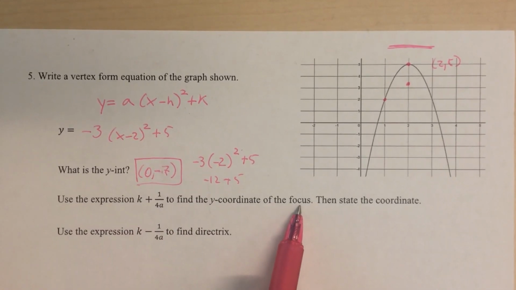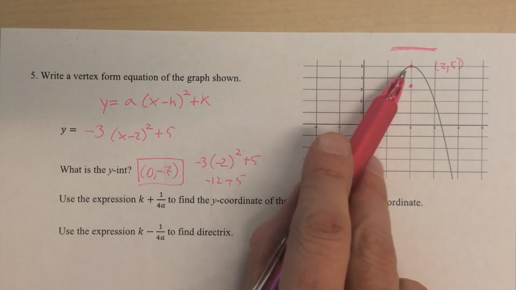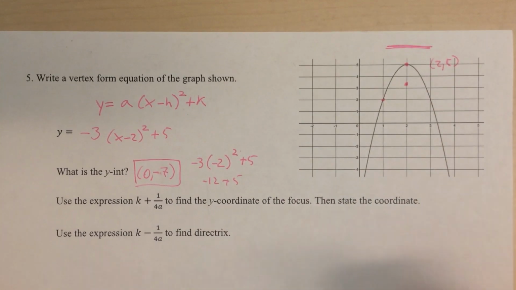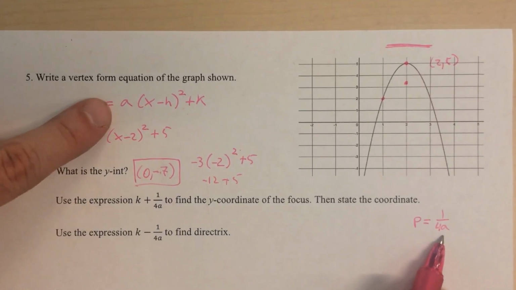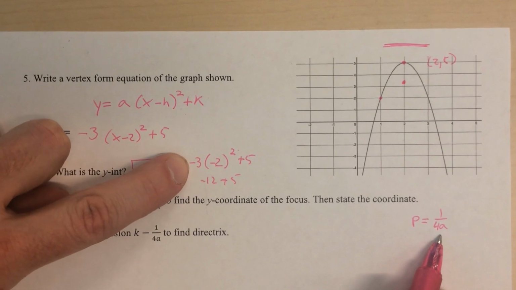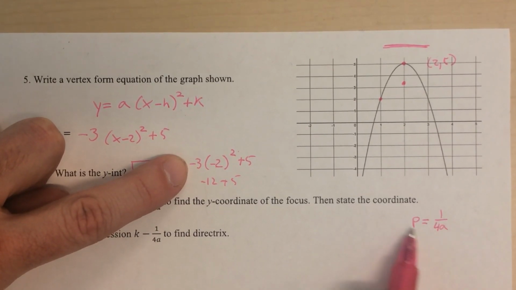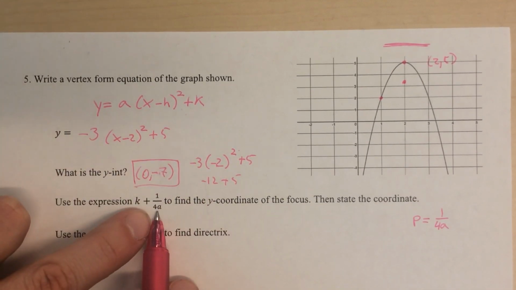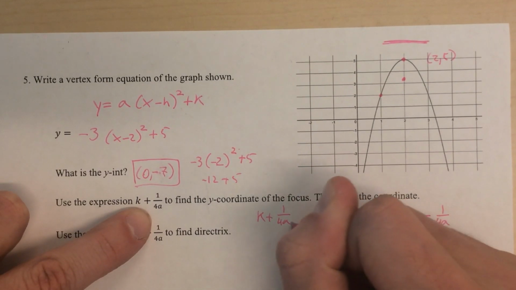Okay, so the focus, that point, what you really need to try and find is the p-value that goes from the vertex out in both directions. And in the notes we would have talked about the p-value being equal to 1 over 4 times a, where a is taken from the equation. In our case, it's the negative 3. Okay, so using this, first as a formula, we can take that negative 3 and multiply it by the 4. So let's say I got my k plus 1 over 4a.